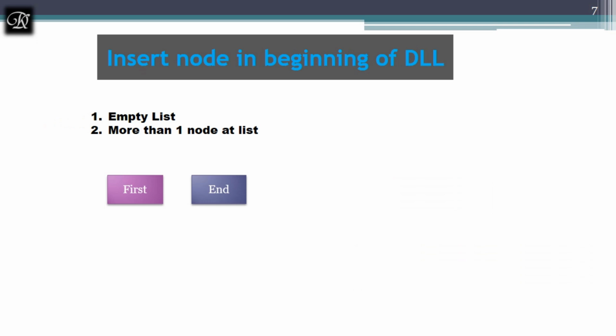Let's perform the insertion operation. When we are performing an insertion operation, there are two cases. One will be the empty list, or we will be having more than one node in the given doubly linked list.